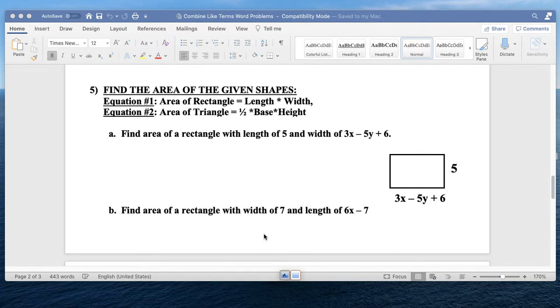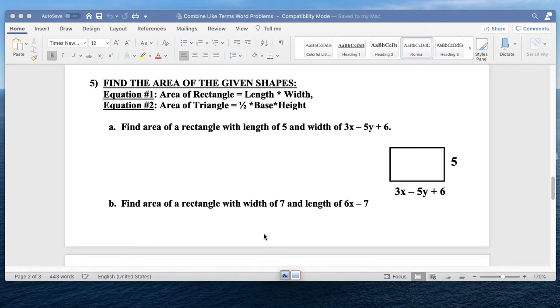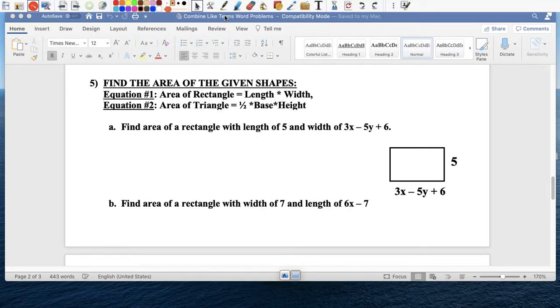Okay, so 5, we want the area of the rectangle. Rectangle is base times height, right? Length times width, sorry, length times width. So the area is length times width. So I'm just writing the width first: 5 times 3x minus 5y plus 6, right? And we get 15x minus 25y plus 30.